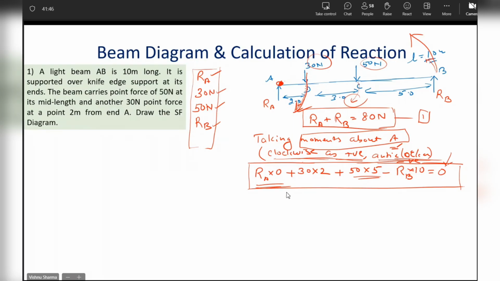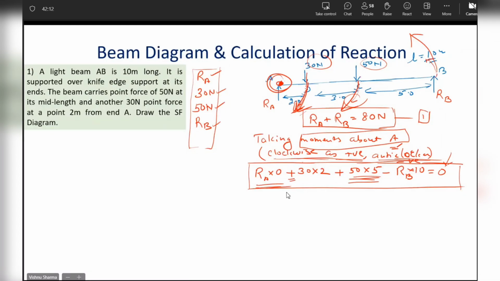Correct? Moment of 30 Newton force will be plus. Why? Because if you see, this is going to cause about point A a clockwise movement. Likewise, 50 Newton is going to cause a clockwise movement. So 50 Newton into its lever. Lever from A would be 3 plus 2, 5 meters. So 50 into 5, plus. Correct, beta?